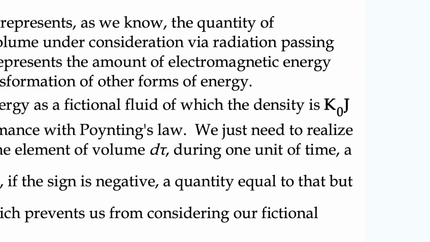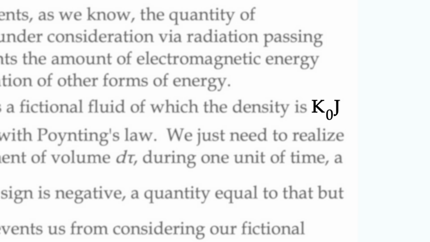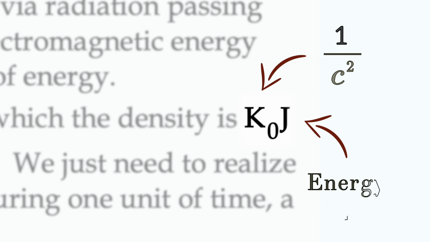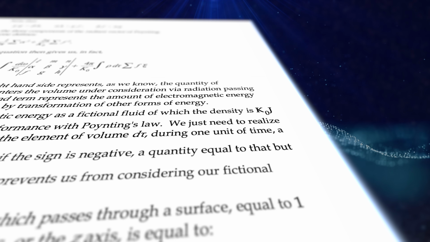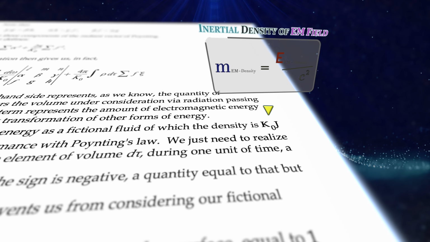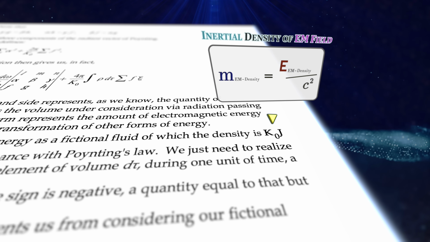The value of this inertial density he wrote down as k0 times j, where k0 here refers to 1 over c², and j represents energy density. Thus, in this part of his paper, Poincaré explicitly demonstrates that the mass density of the electromagnetic field is equal to its energy density over c².